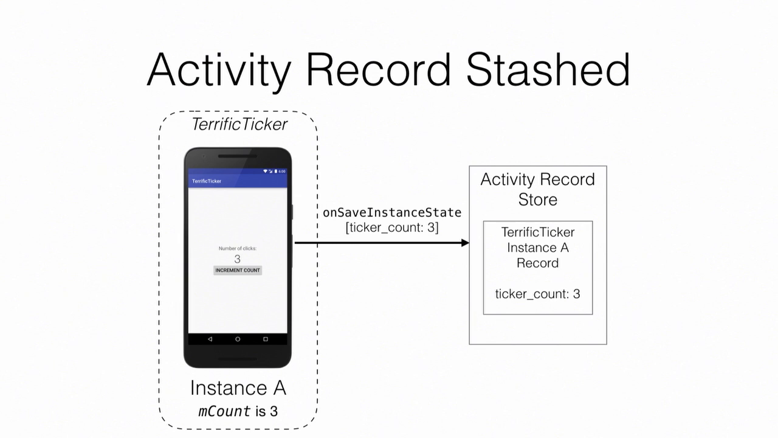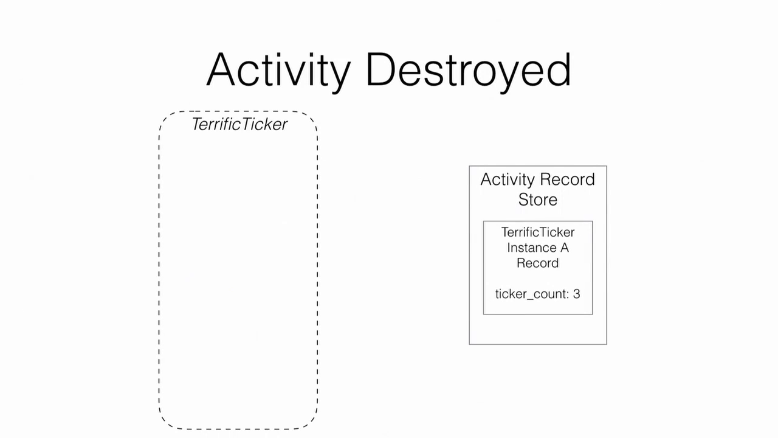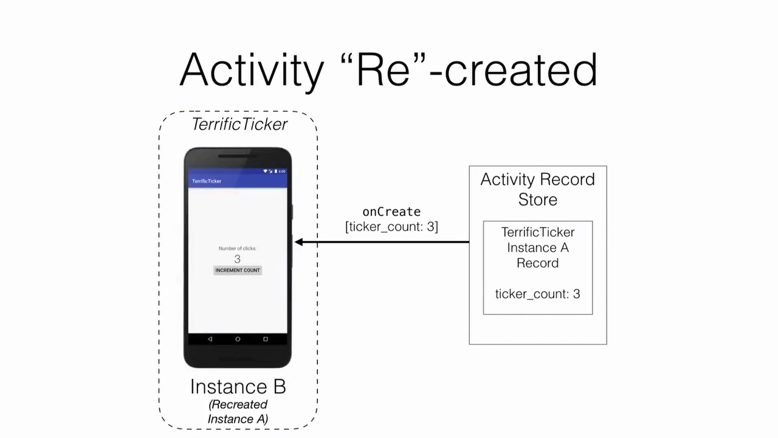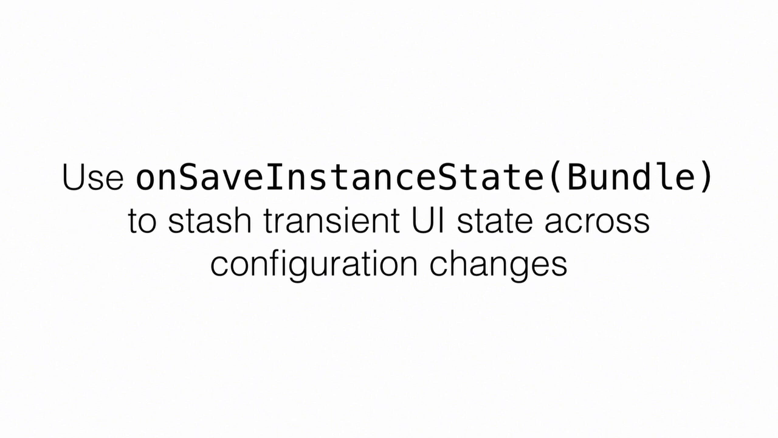So the record gets stashed, with whatever information you put in the bundle going along with it, and your activity gets destroyed. Now, as part of this rotation, the operating system will recreate a new instance of the activity, and it's going to pass along through onCreate the information that you had stashed in the bundle. Then you can use that to recreate instance A. This is actually a fully new instance of a ticker activity, but to your user, it's transparent that it was ever destroyed and recreated. Okay, and then the record will get cleared, and we move on. So the key point here is to use onSaveInstanceState to stash transient state across configuration changes.